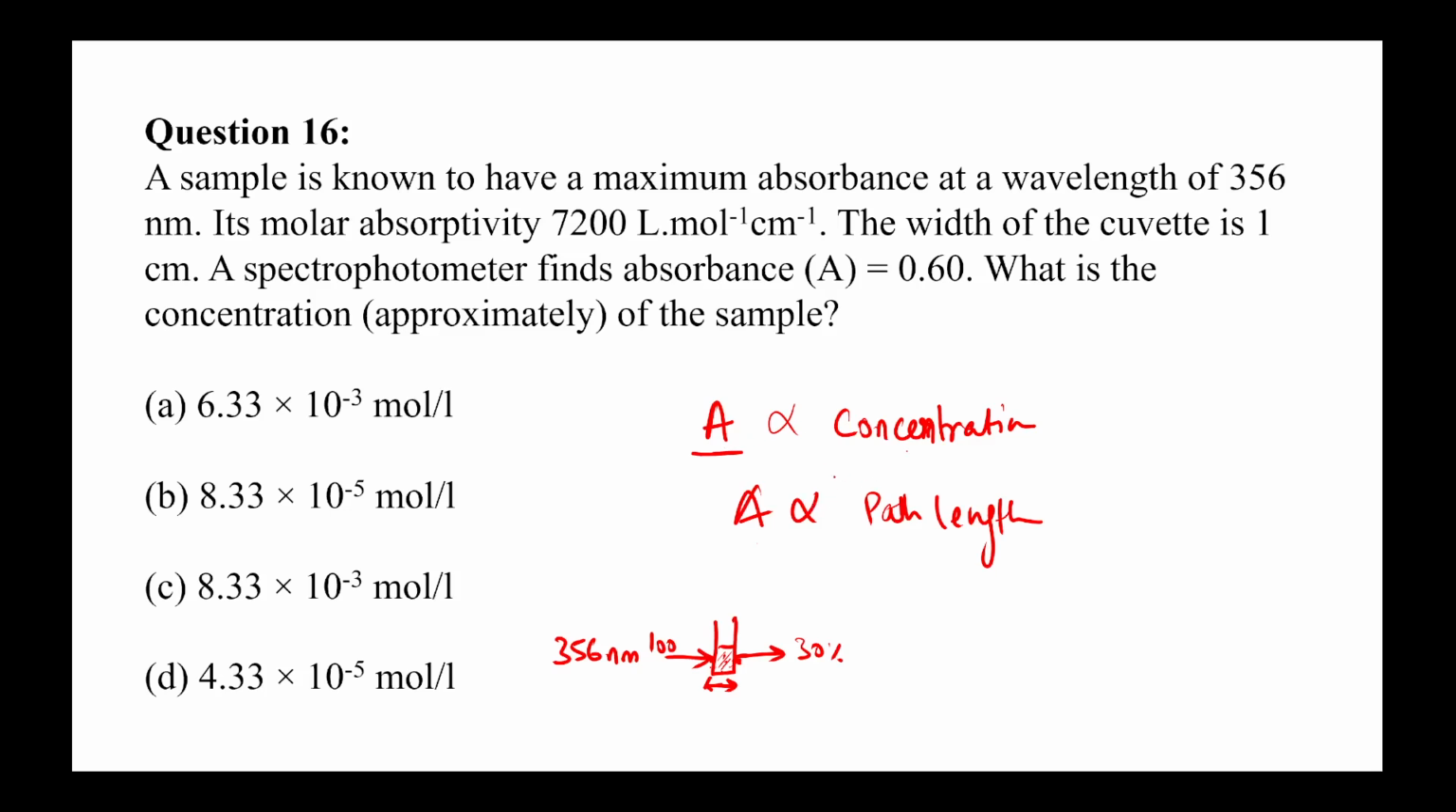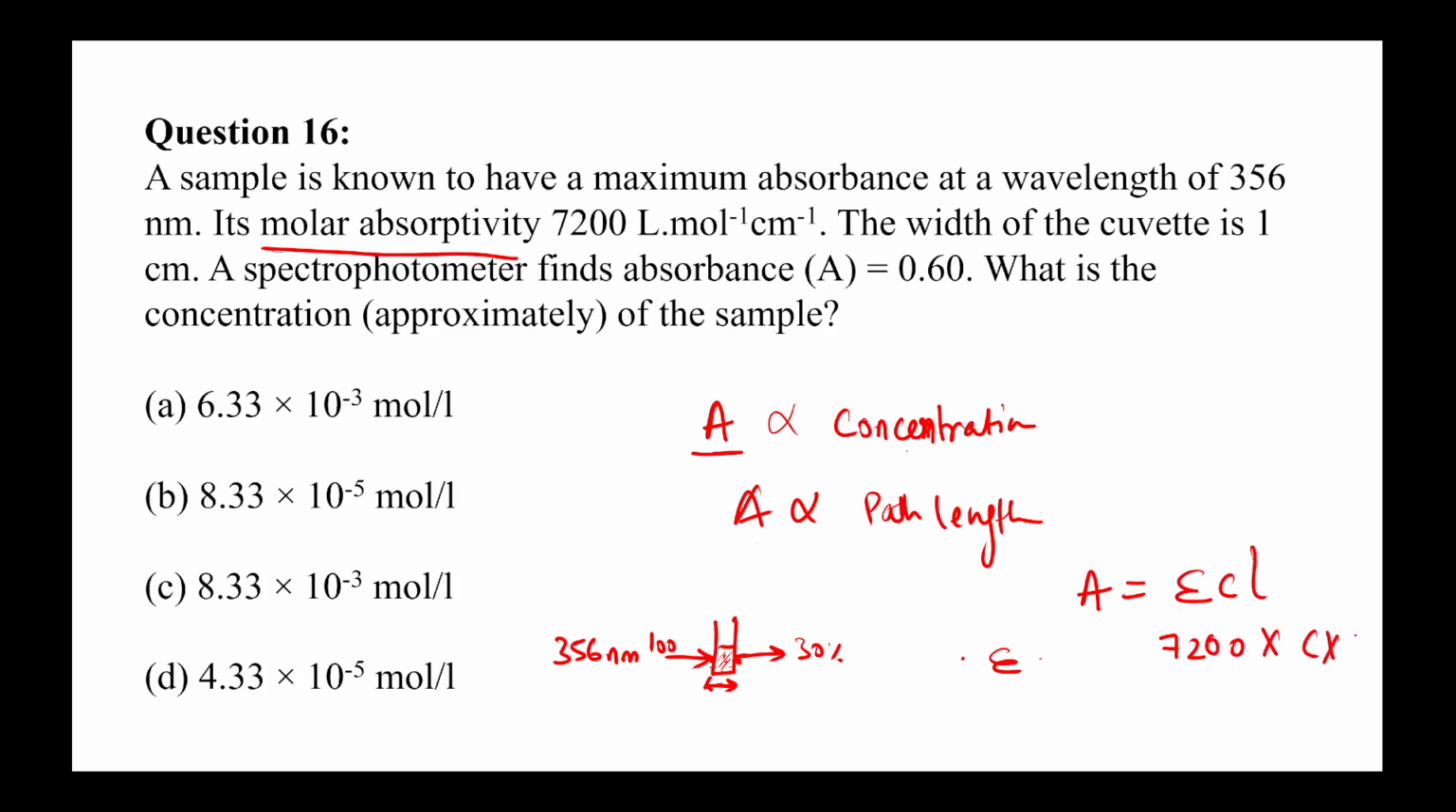Since these two things are directly proportional, we can write it as A is equal to epsilon multiplied by concentration multiplied by path length. And epsilon is the proportionality constant. It is also known as molar absorptivity. This is denoted by the symbol epsilon. It's a Greek symbol that looks like E. This is the molar absorptivity, or molar extinction coefficient. So the value of epsilon is given as 7200.